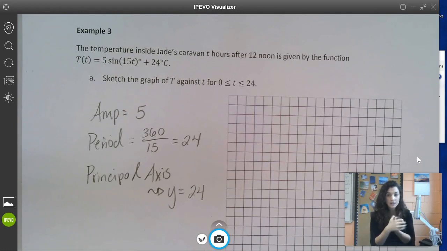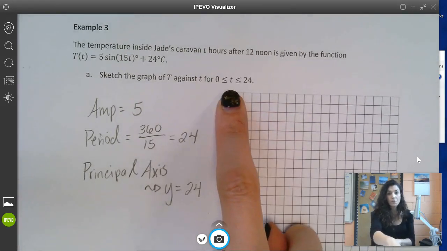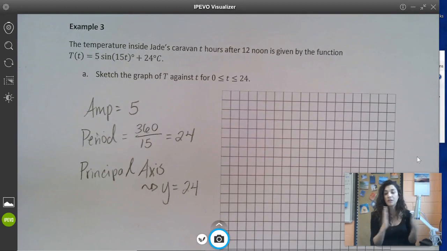Okay, so that helps us to understand how we're building the graph. We're not talking about negative temperatures at all. And we know that our period, the time that it's going to take for us to complete one cycle, is going to be 24, because our x values are time. Also notice here, it gives us a domain that we need to stay between 0 and 24 with this graph. So we know our x values are going to be between 0 and 24.